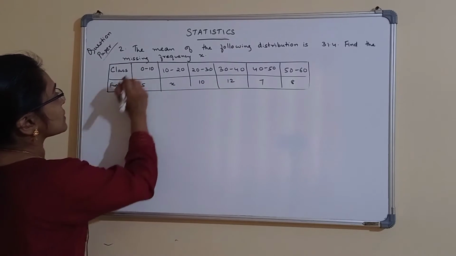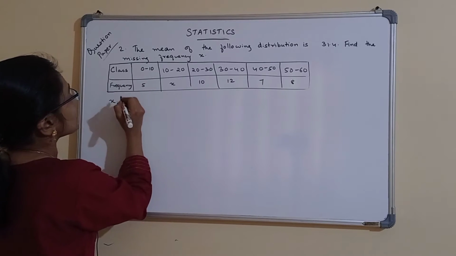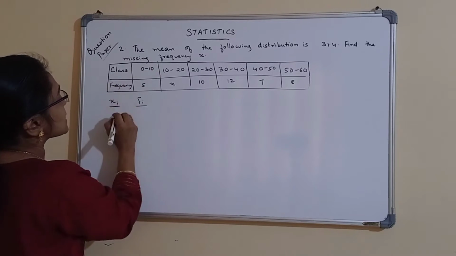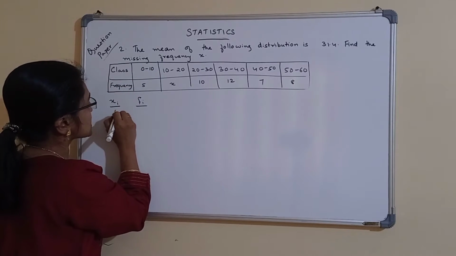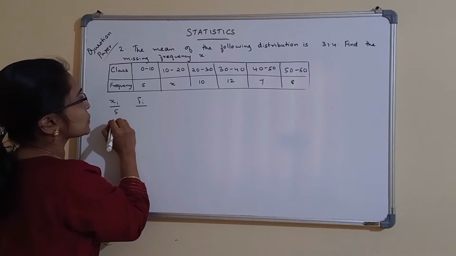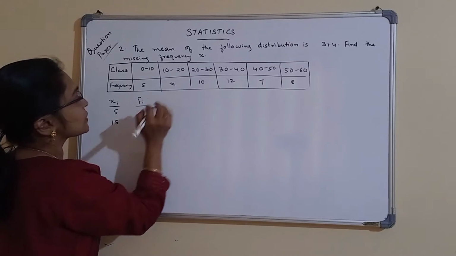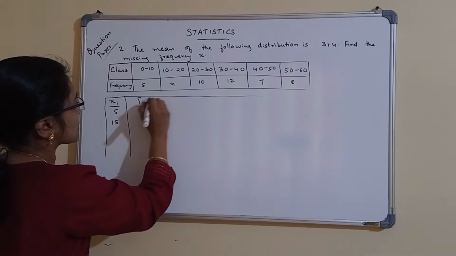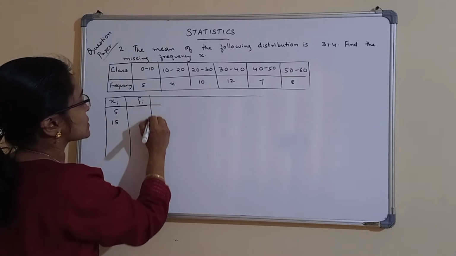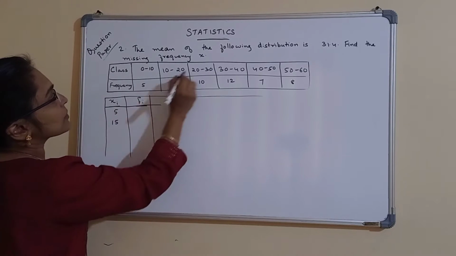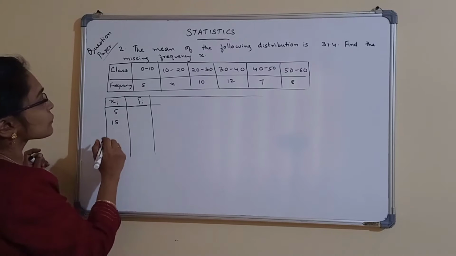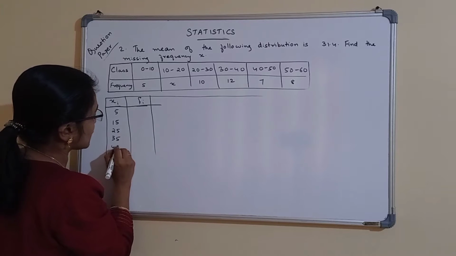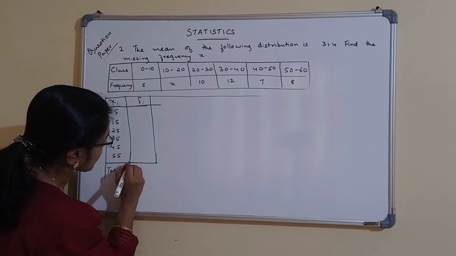So we can write class mark xi, then f. And xi is (0 plus 10) by 2, which is 5. Then (10 plus 20) by 2, 30 by 2, which is 15. Then we can write f. Then (20 plus 30) by 2, 50 by 2, 25. Then next will be 35 and 45 and 55, right?